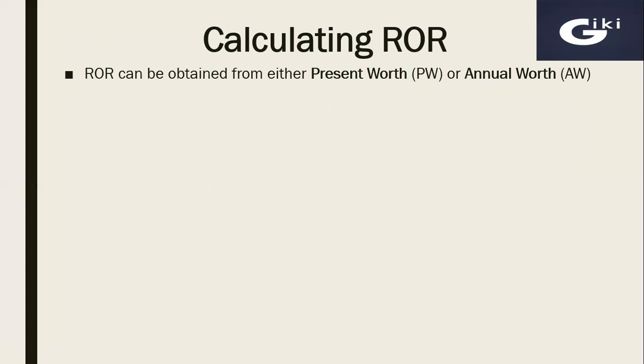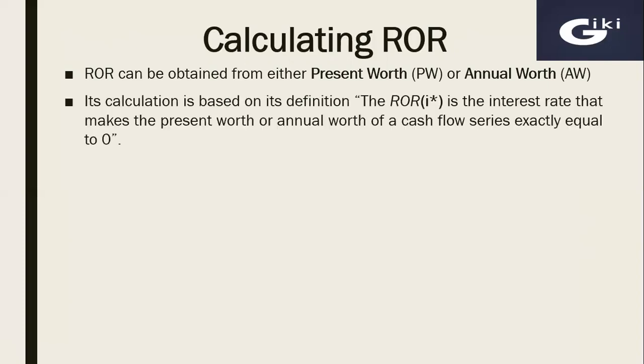Now, in this lecture, we'll learn how to calculate rate of return using present worth and annual worth relationship. So ROR can be obtained from either present worth or annual worth. Its calculation is based on its definition. The rate of return is the interest rate that makes the present worth or annual worth of a cash flow series exactly equal to zero. It can be calculated as follows.